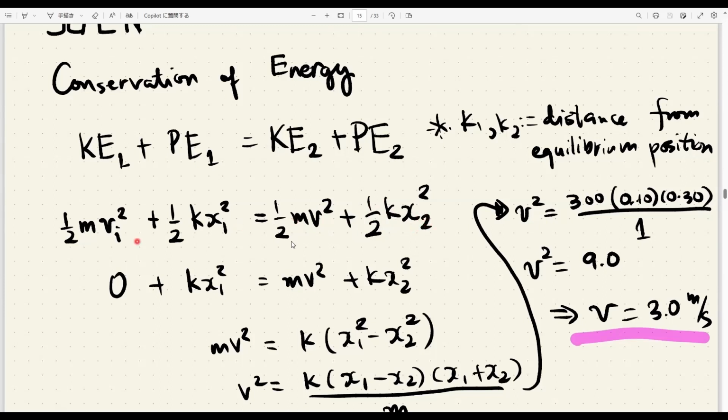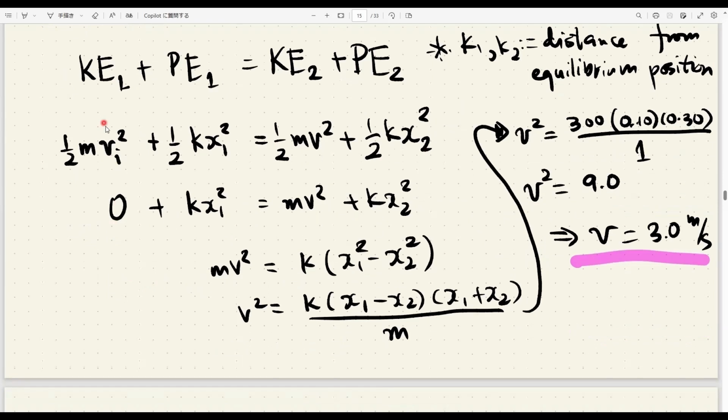And now we notice that 1/2 is actually common to all terms, so we can get rid of that. And we also replace v1 with 0, because remember that the block started at rest. So we put it at that position, it's at rest before we let go. So that's 0. So we're left with k x1 squared, and here we have m v squared, where v is what we're looking for, and k x2 squared.